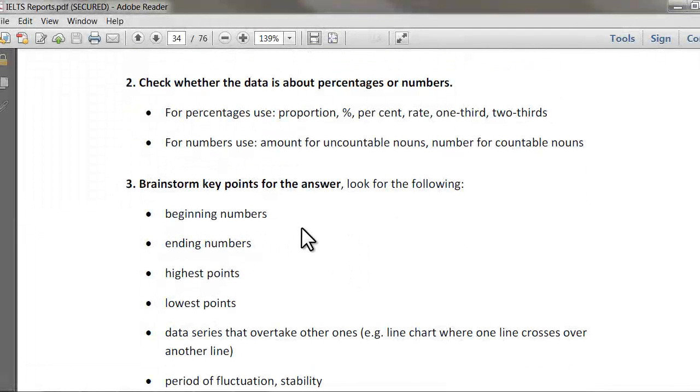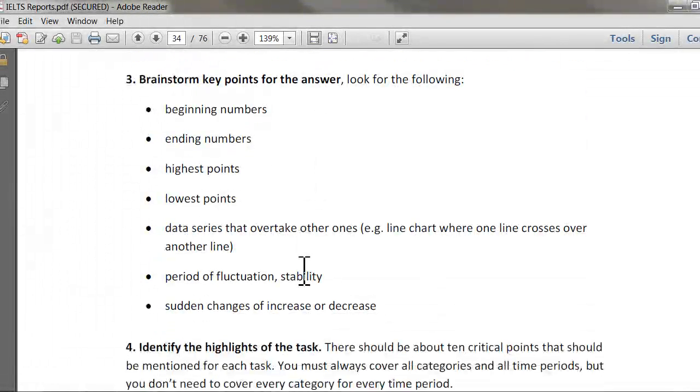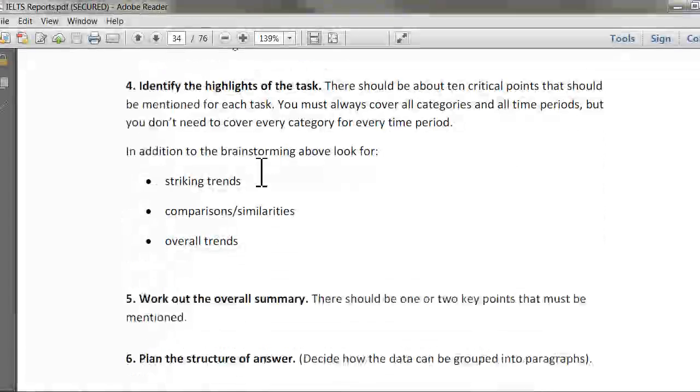Brainstorm key points. Now with these change over time tasks, there are some really key points, and one of the things you want to remember is as the amount of data increases, you've got to be more selective. I might explain this a bit more when we go back and look at the task.